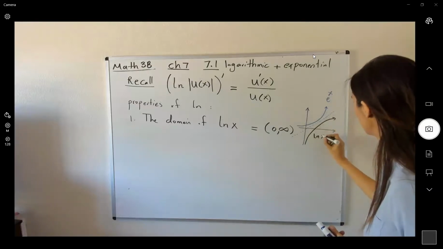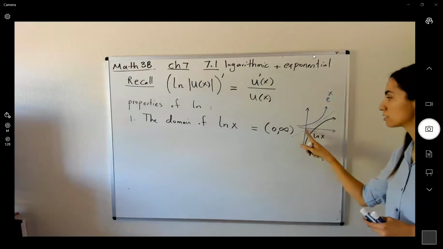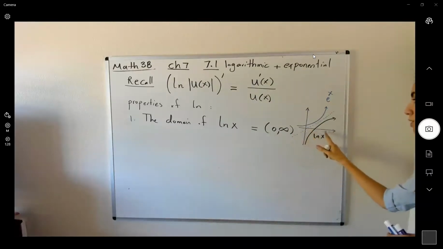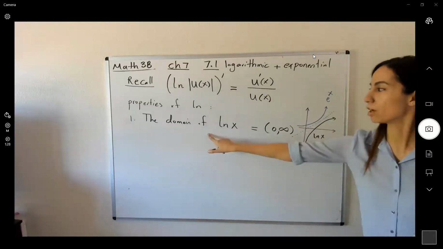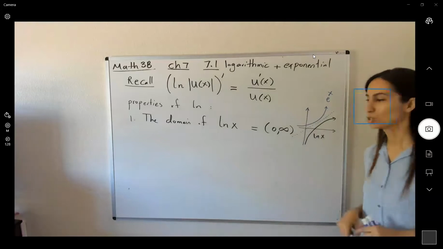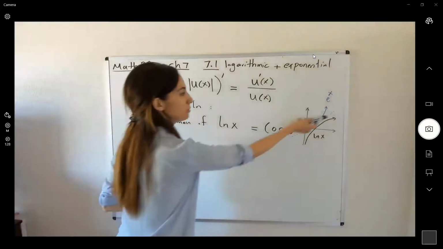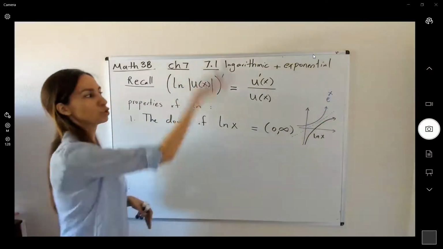Ln of x. As you can see, the domain of ln of x on the x-axis starts from 0. It doesn't include 0, and it goes to the right-hand side to positive infinity. So the domain of ln of x is 0 to positive infinity. As you can see, the range of the function on the y-axis includes negative infinity to positive infinity.